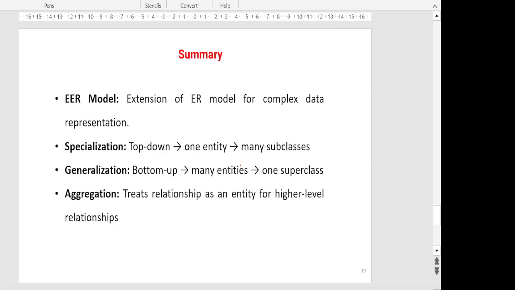Coming to the summary, we have discussed the EER model, which is an extension of the ER model. Specialization is a top-down approach, where one entity breaks into many entities. Generalization is where many entities combine into one superclass. Aggregation treats a relationship as an entity for higher-level relationships, right.